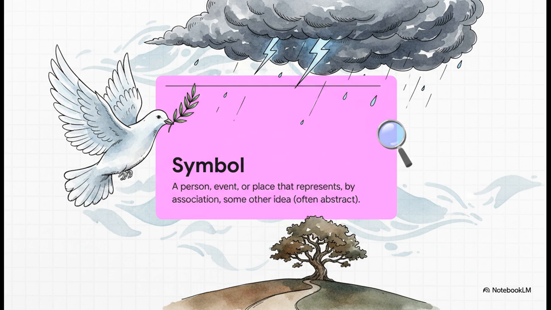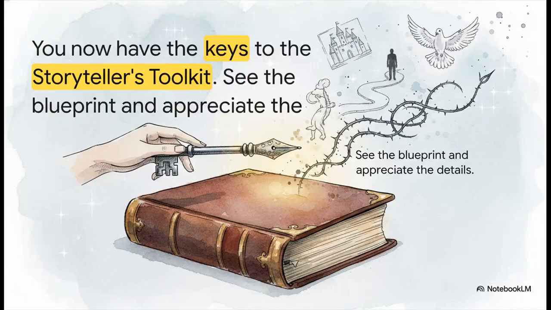And last but not least in this tray, we have the symbol. This is an amazing tool for packing giant ideas into small, neat little packages. A symbol is basically any person, place, or thing that stands for a bigger, more abstract idea. You know, like how a dove can represent peace, or a storm can represent someone's inner chaos. It's how writers add all these extra layers of meaning to a story without having to spell everything out for you.